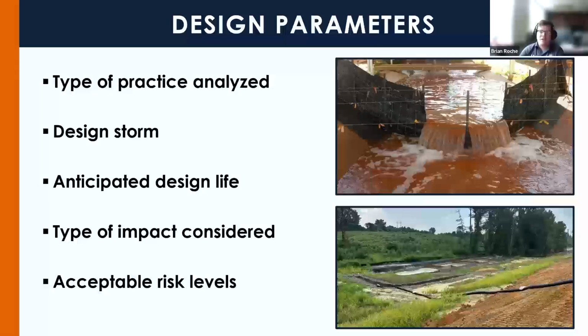The design parameters that need to be set include the type of practice, the design storm the practice is designed to withstand, the anticipated design length of the practice, the type of impact being considered, and the acceptable risk levels, which can vary widely project to project or practice to practice. The acceptable risk levels may be based on surrounding areas, such as if you have an impaired stream next to your site, or just general stakeholder priorities.